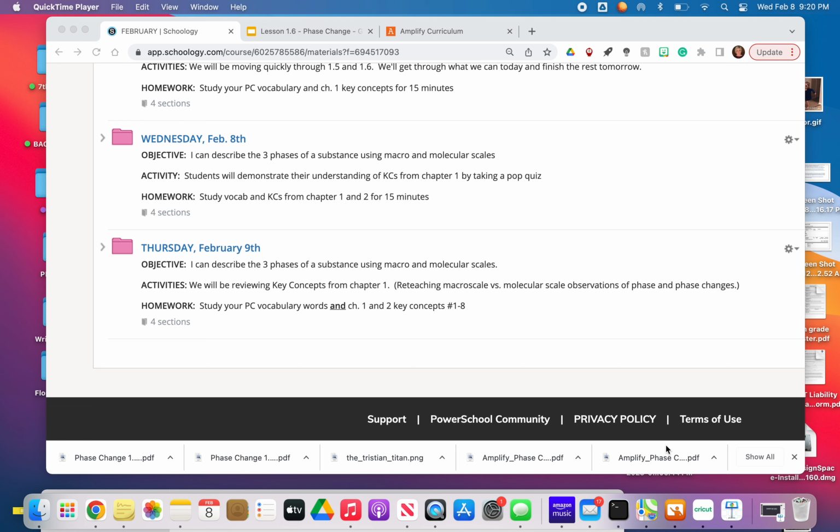Let me go over our objective and activities for today. So the objective is I can describe the three phases of a substance using macro and molecular scales.